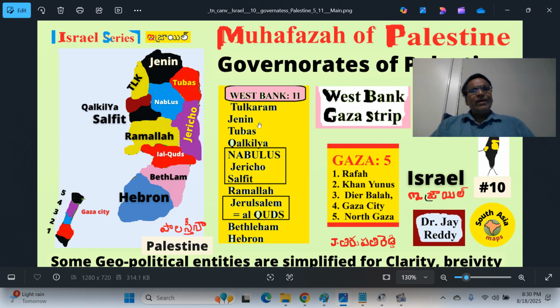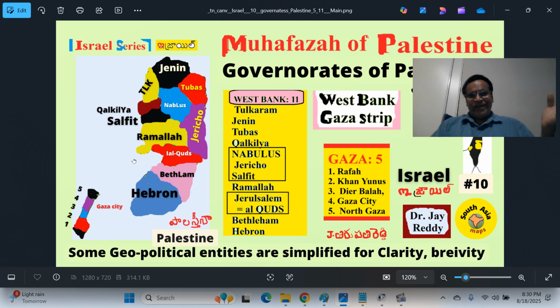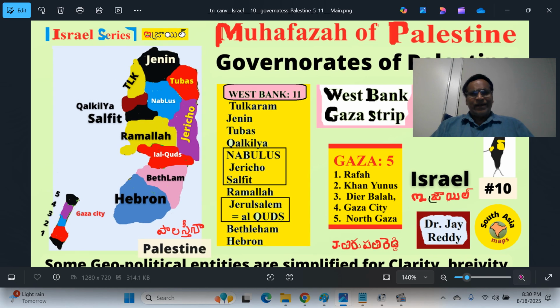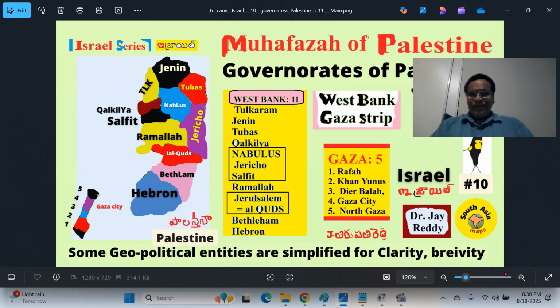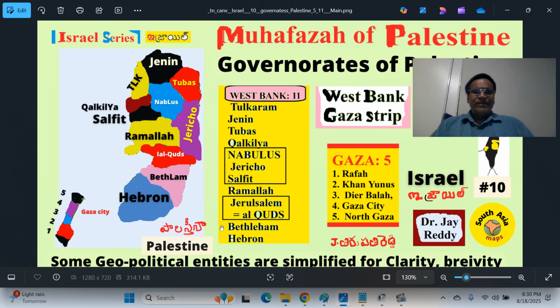So we can start with the southern part, that is easy. This is Al Quds, which essentially means holy place. That is the other name for Jerusalem. So you have Hebron, you have Bethlehem and you have Jerusalem, Al Quds. So you can get these three muhafazas very easily.